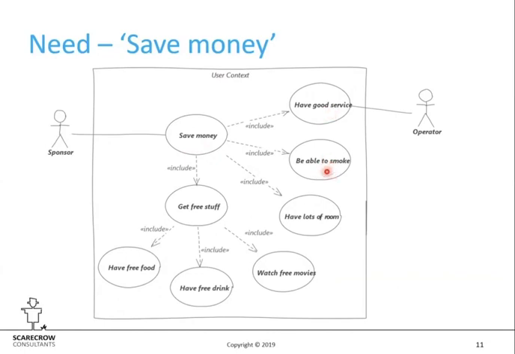This is a dated slide now because I no longer smoke. I'm no longer a monster. But for the sake of the example here, I want to be able to smoke. I want lots and lots of room. I want lots of free stuff. This is very, very important to me. I want free food. I want free booze, basically. And I want to watch movies for free as well. So essentially, when I talk about saving money, I'm talking about not spending a lot of money and getting all of this stuff for free and having all the luxuries that I don't have to pay for. Okay, so that's how I would interpret save money if I was the end user, the passenger of the passenger airline.